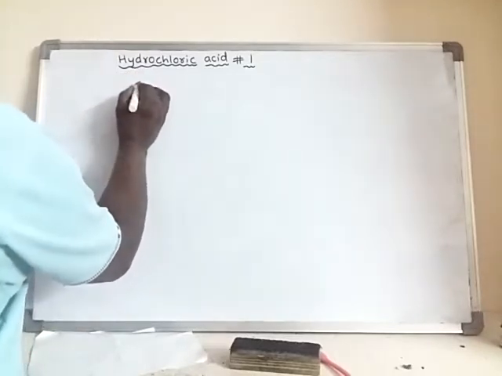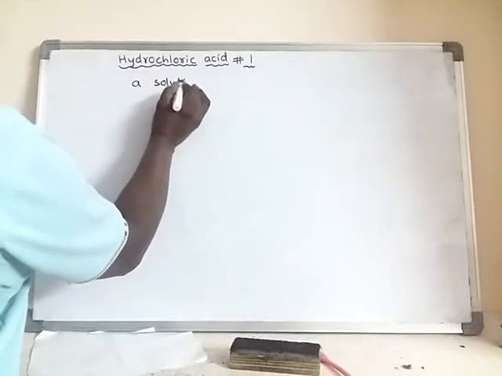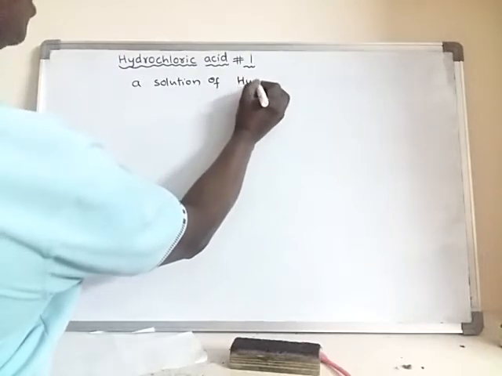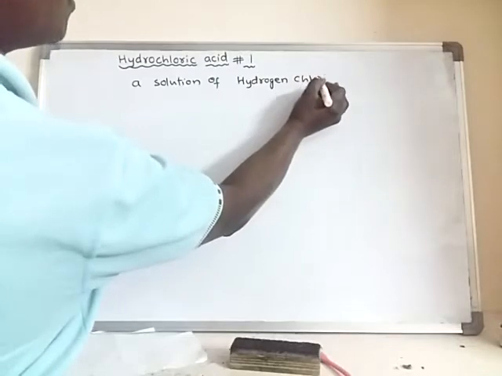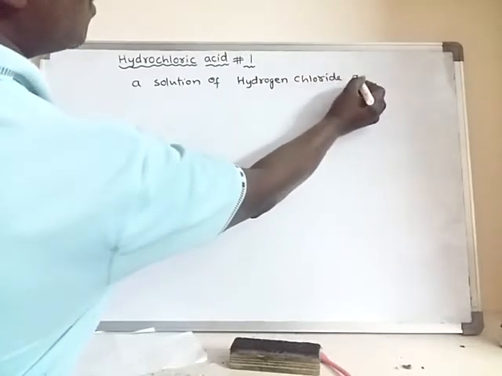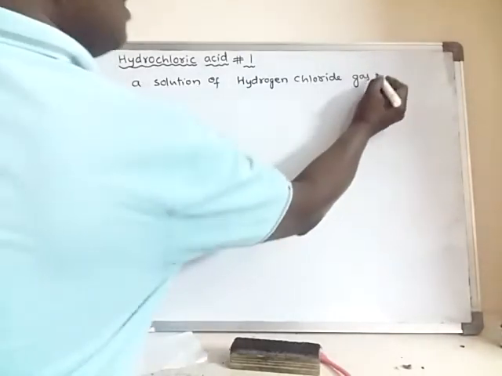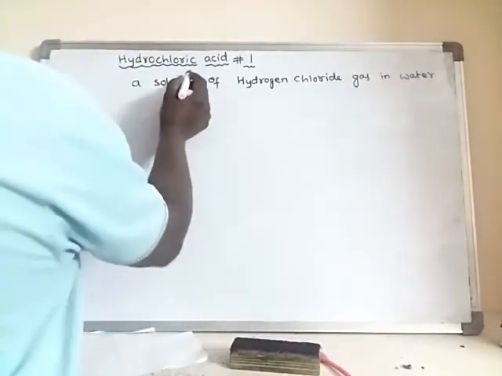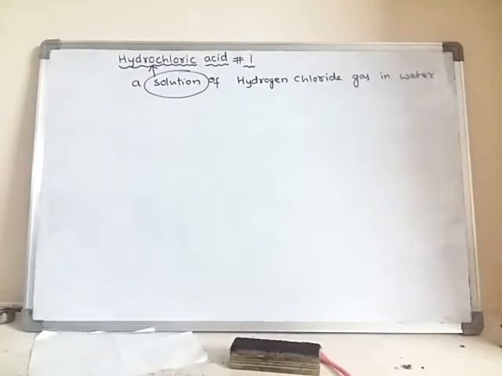So hydrochloric acid is a solution of hydrogen chloride gas in water. That solution is said to be hydrochloric acid. It is commonly called hydrochloric acid.